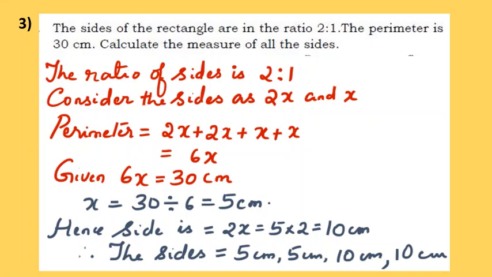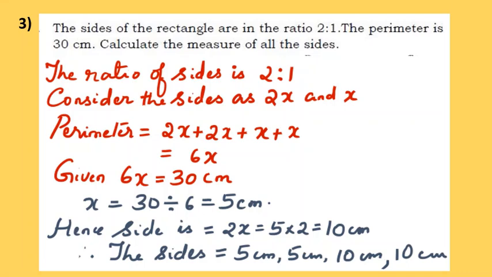So in this case, we get 6x is equal to 30 centimeter. 6 times the variable comes as 30 centimeter. But we have to find one variable. What is x? 30 by 6.